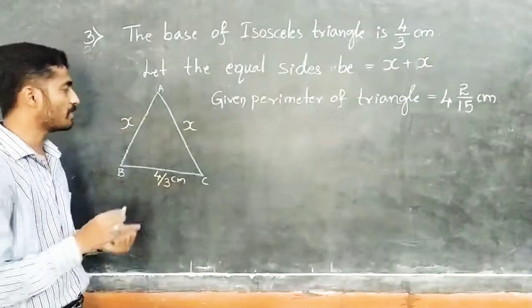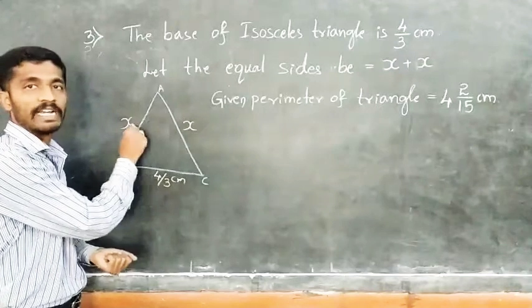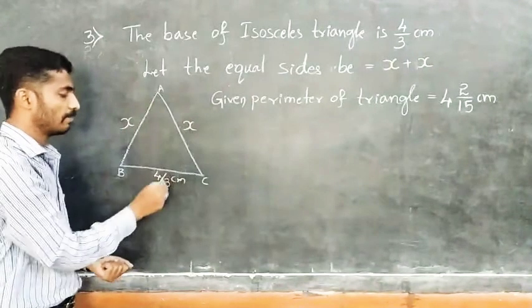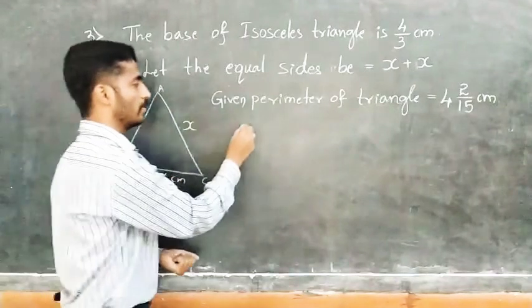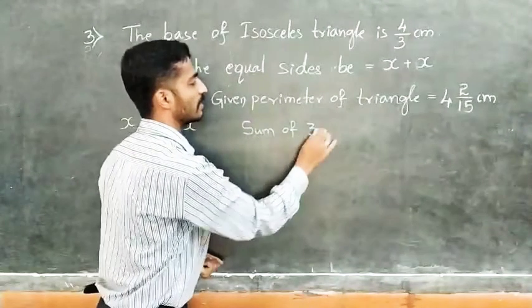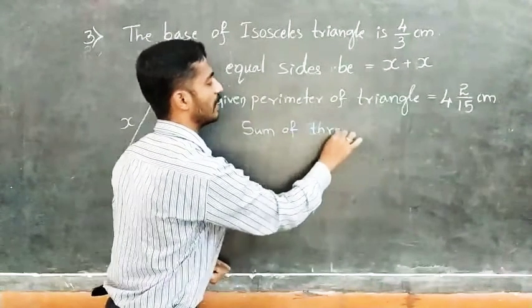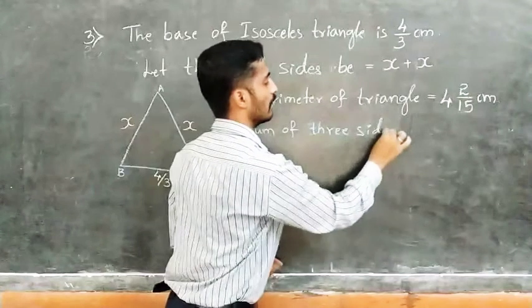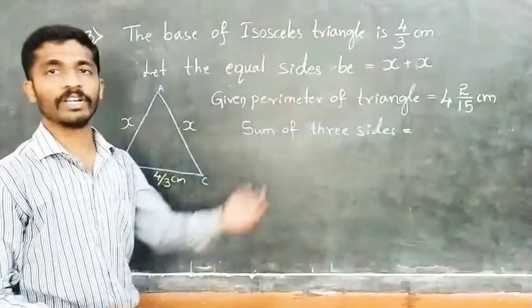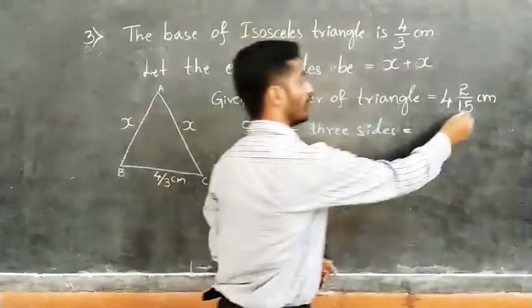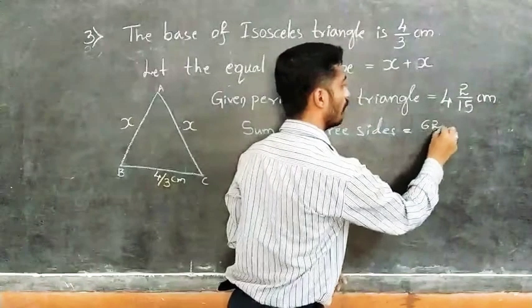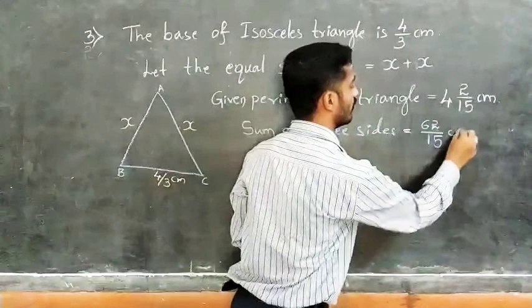Sum of all sides means what? Here x, here x, x plus x. That's why I put x plus x. So x plus x plus 4 by 3, the sum of 3 sides. So that is the perimeter. We are already given 4 integer 2 by 15. So make it into an improper fraction. So 15 fours are 60, 60 plus 2, that will be 62 by 15 centimeter.